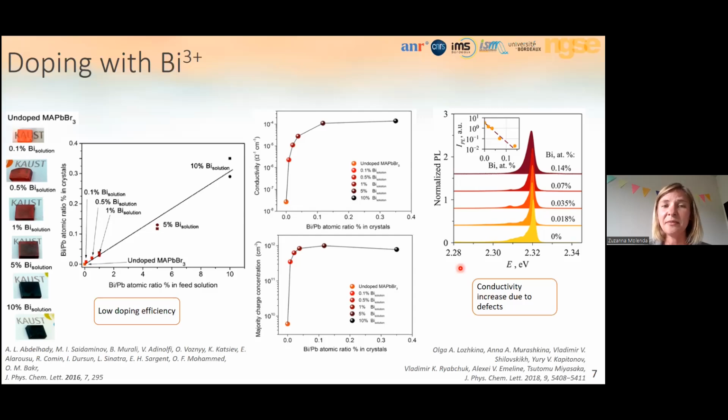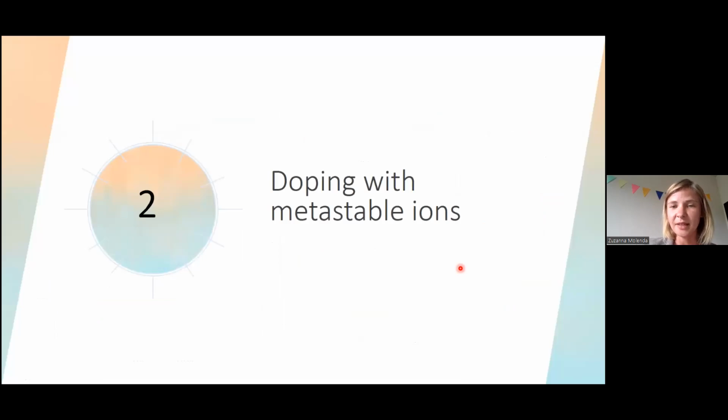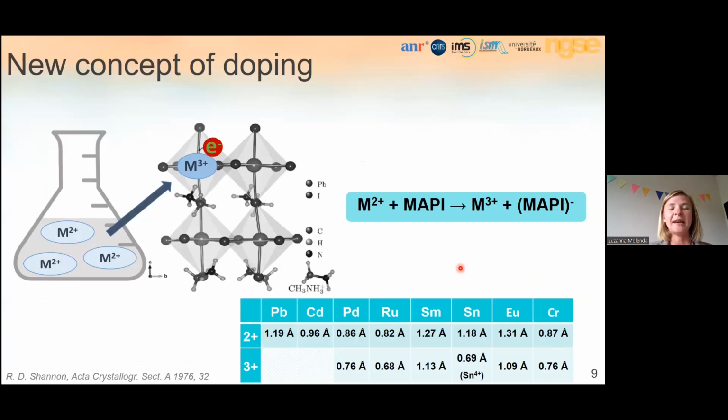So as you can see, heterovalent doping is a very tricky one. So for my PhD thesis, we had a little bit also tricky approach. The approach that we used was to dope substitutionally, to substitute lead, and to use a homovalent dopant, so a 2+ metal, but we wanted to choose the metal that would be metastable.